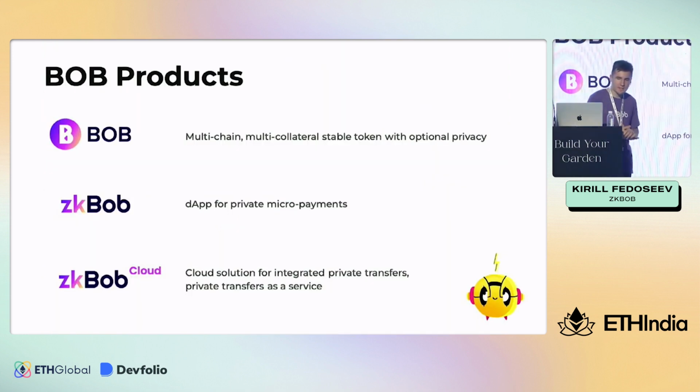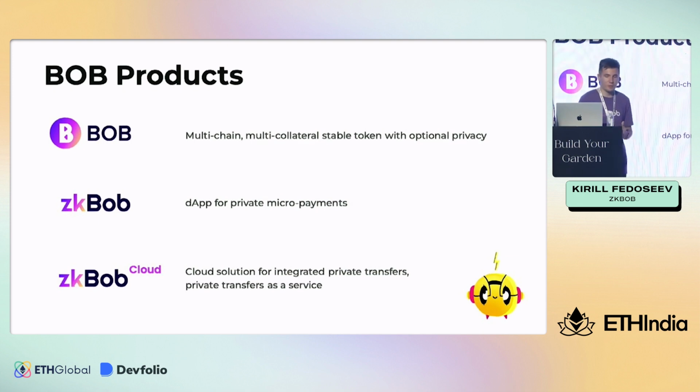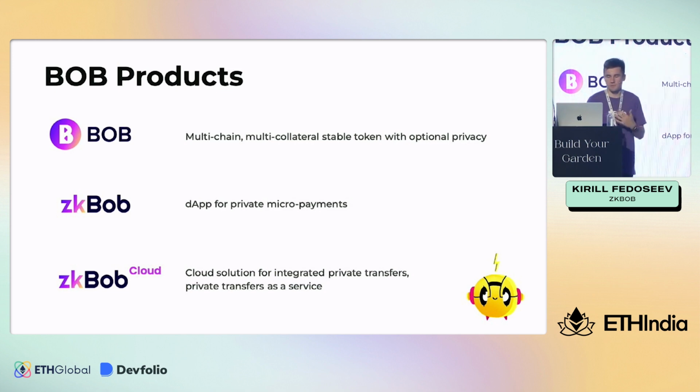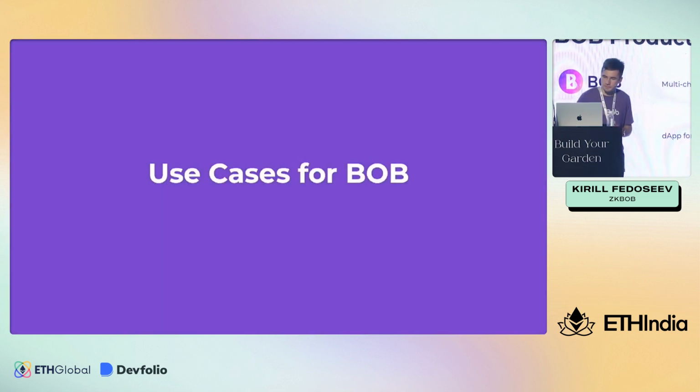In the zkBob ecosystem, we have three main products. Bob itself is a multi-chain, multi-collateral stable token with what we call optional privacy. Then the zkBob UI is basically a DApp for private micropayments, which can be made using the zkBob protocol. And for simplified integrations with other projects and easier hypothesis testing, we also developed the zkBob Cloud solution, which is basically a semi-custodial wallet for integrating private transfers, sort of private transfers as a service.